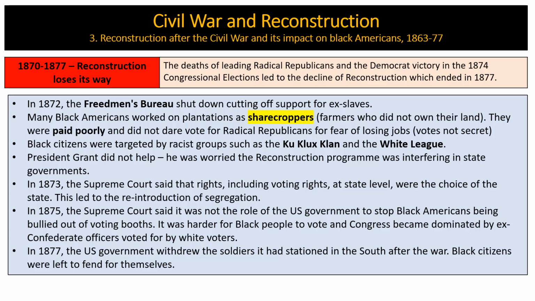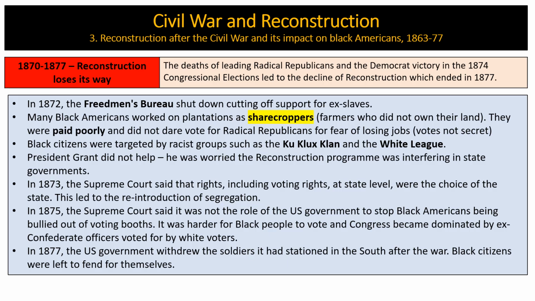He was worried the Reconstruction program was interfering in state governments. In 1873, the Supreme Court said that rights, including voting rights at state level, were the choice of the state, and this led to the reintroduction of segregation and led to voting rights kind of being eroded for black Americans. In 1875, the Supreme Court said it was not the role of the US government to stop black Americans being bullied out of voting booths.